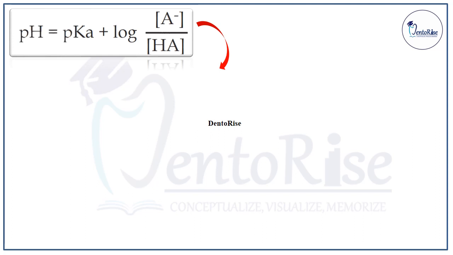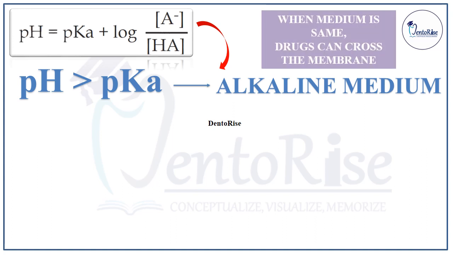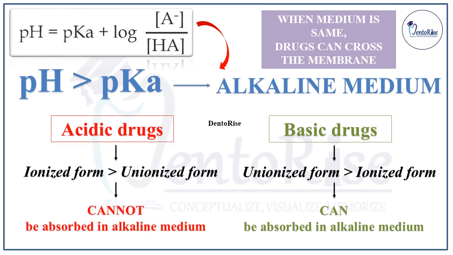Whenever the pH becomes greater than pKa, the entire medium becomes alkaline. As we have already discussed, when the medium is the same, drugs can cross the biological membrane. That means in the alkaline medium, only the basic drugs can be absorbed because of more availability of the unionized form of the drug. Thus, the drug becomes lipid soluble, which can cross the biological membrane. On the other hand, acidic drugs in the alkaline medium get ionized, which are water soluble and not lipid soluble, and thus cannot be absorbed in the alkaline medium.